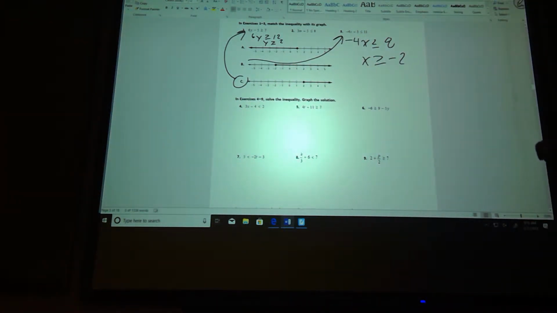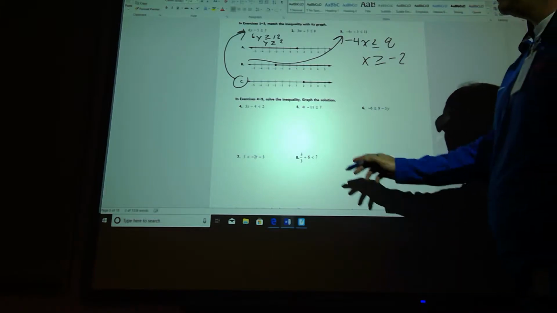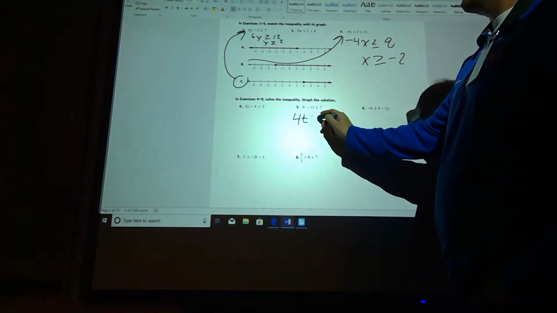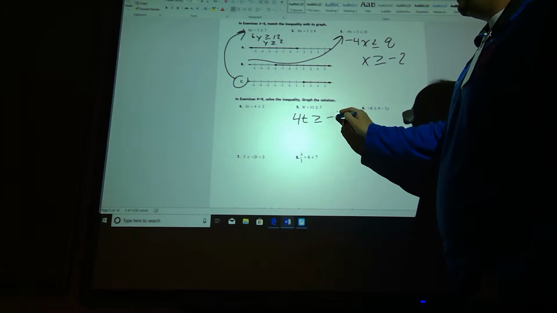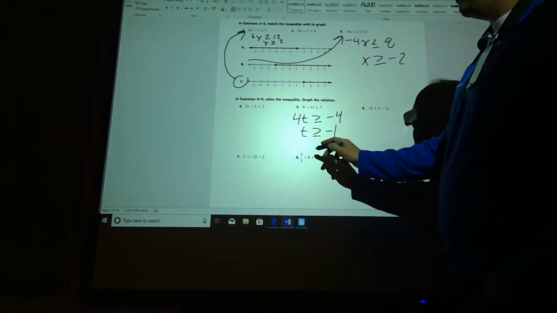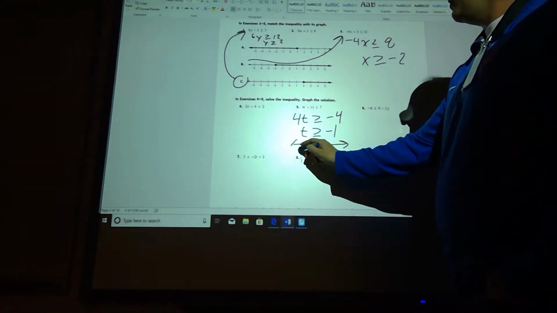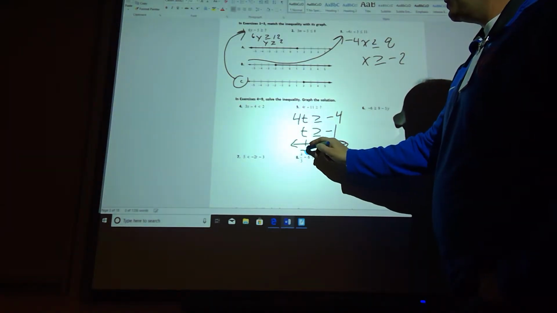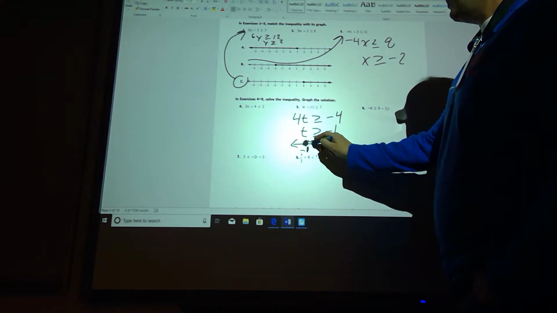Let's see, number 5, solve the inequality and graph the solution. So I'm going to subtract 11 from both sides. So I get to -4, divide each side by 4, so I get to -1. And then our -1, so -1's here. And I have a solid dot and it's shading right.